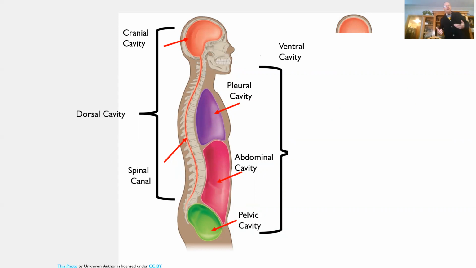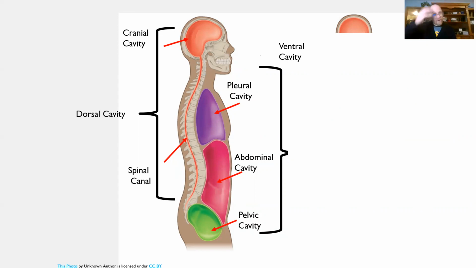The pleural cavity, that is where my lungs live. However, once I hit the diaphragm, which is below the lungs, underneath the diaphragm is my abdominal cavity, all the way down to my pelvic floor. And then from the pelvic floor to the rectal opening at the back is the pelvic cavity.